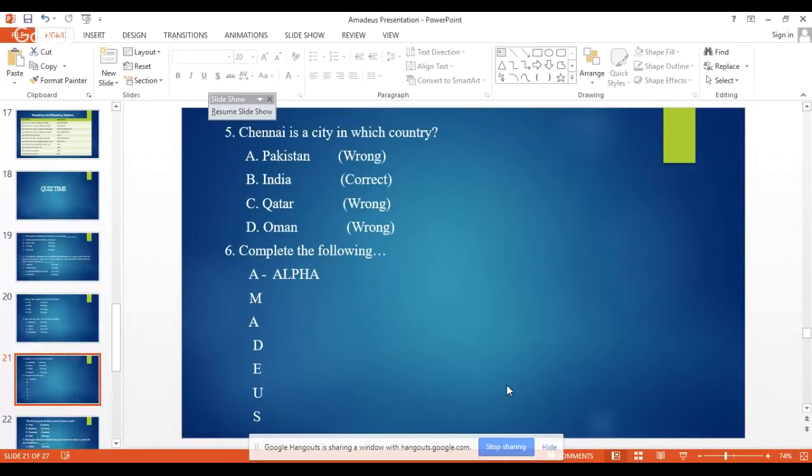Option A, Pakistan, is wrong. Option B, India, is correct. Option C, Qatar, is wrong. And option D, Oman, is wrong as well.